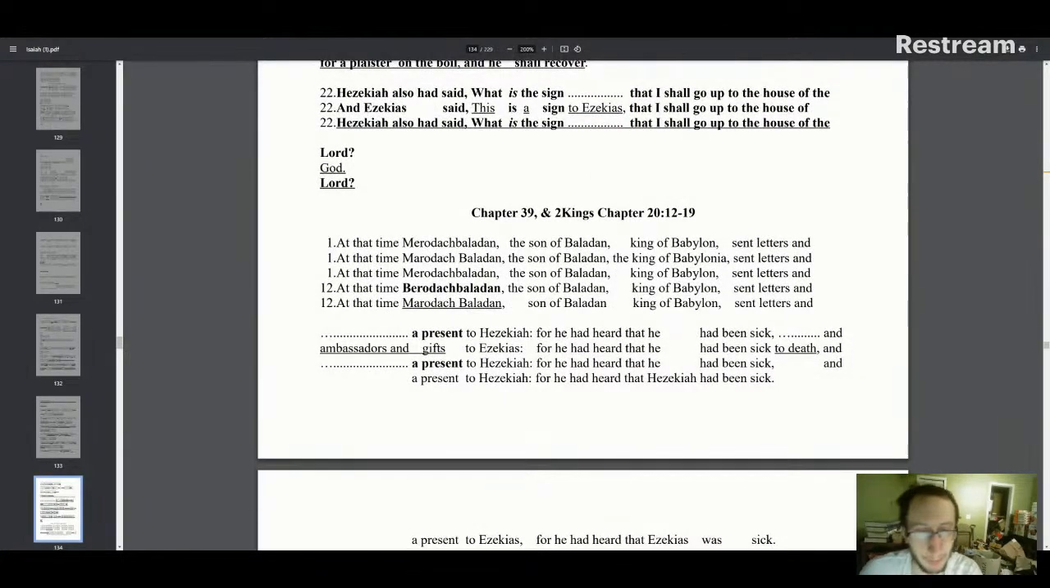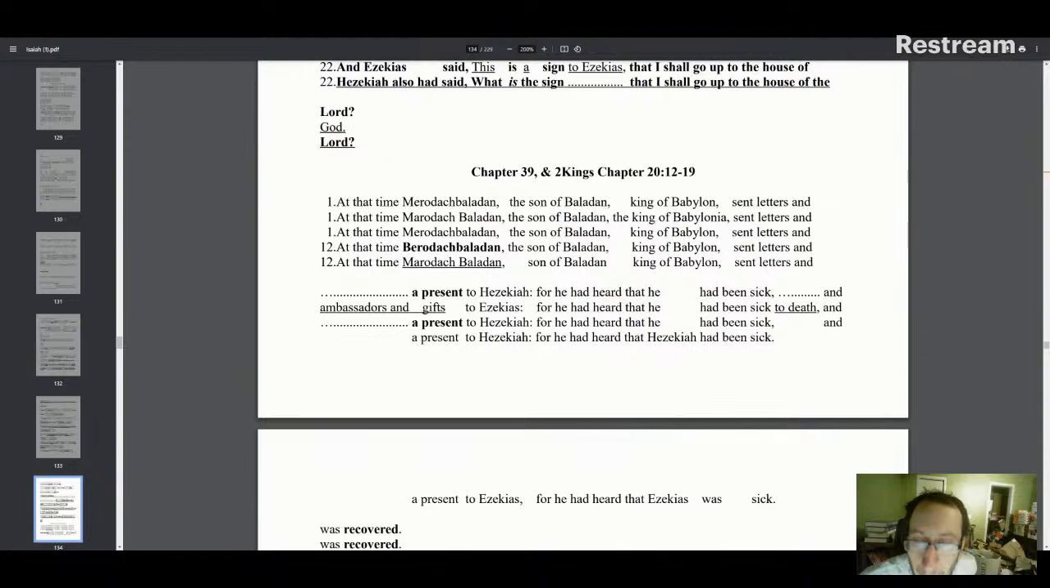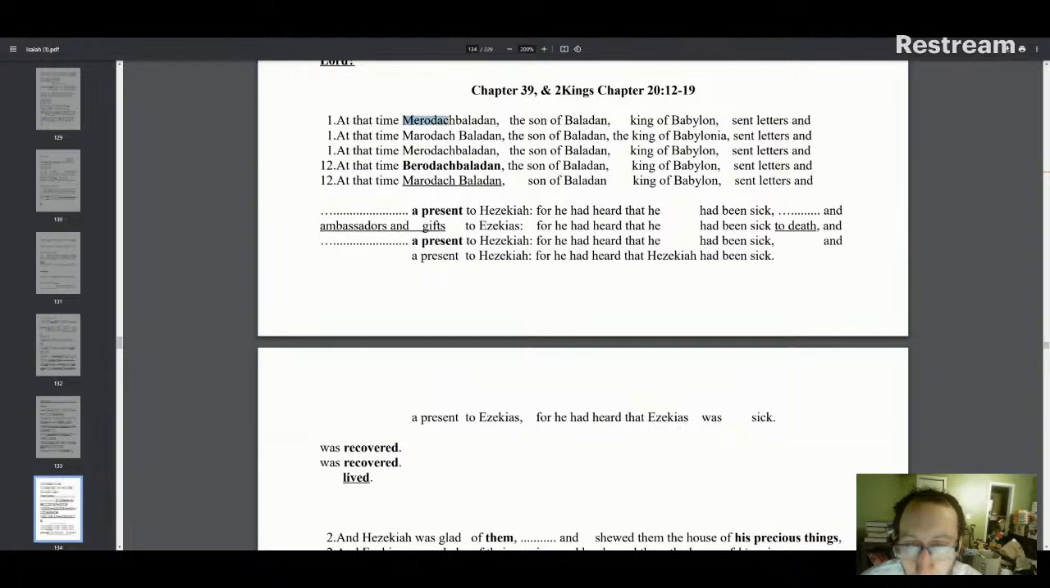So now let's go to the next chapter. Chapter 39 of Isaiah and 2 Kings, chapter 20, the second half of 2 Kings. All the other versions say Merodach Baladan. The Hebrew of 2 Kings is the only one that has the spelling error. It says Berodach. So Berodach is a wrong spelling. And Merodach, I believe, corresponds to Marduk, the god Marduk. So that name Merodach means Marduk. So Berodach is a spelling error in the Masoretic text of 2 Kings.